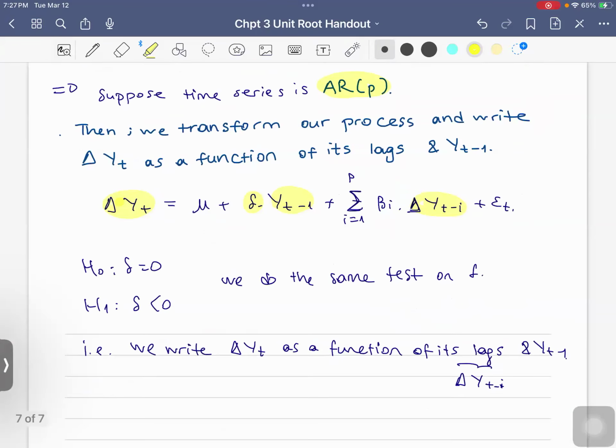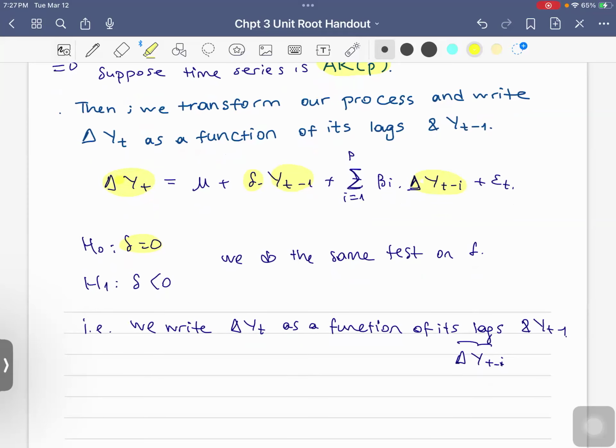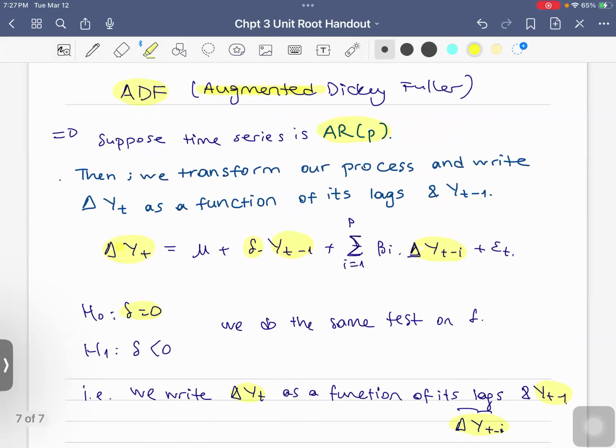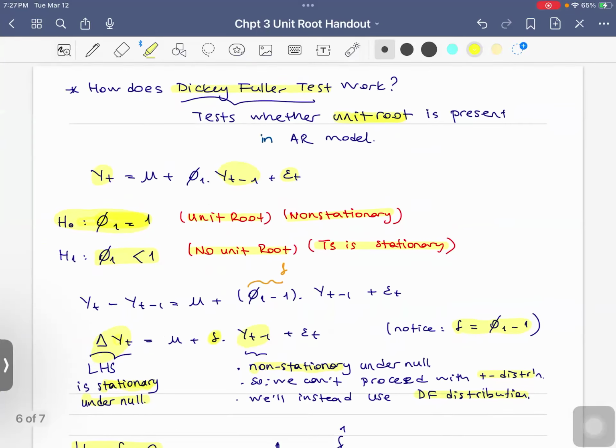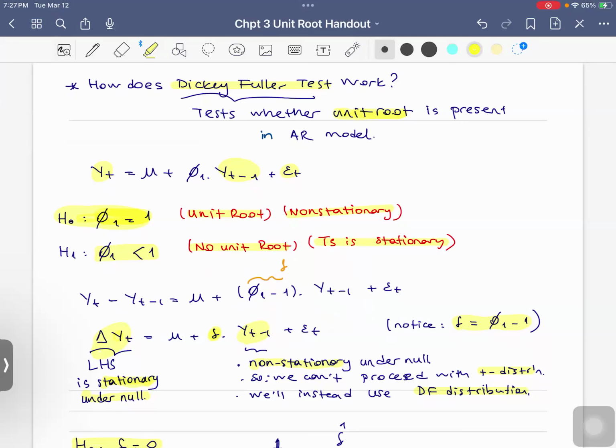Delta being equal to 0 is the case of unit root. If it's less than 0, that's the case of stationarity. You do the same test. The only difference is that you write the delta yt as a function of all its lags and yt minus 1. Again, the only difference here is this is an ARP process, not just AR1, so for different lengths. Whereas the Dickey-Fuller test is just on an AR1 process.